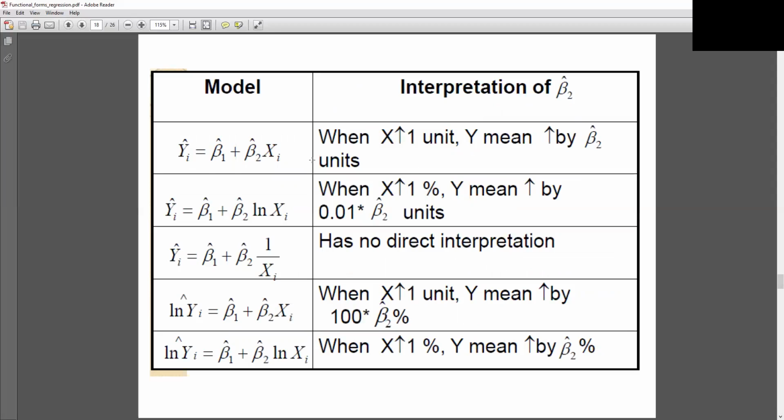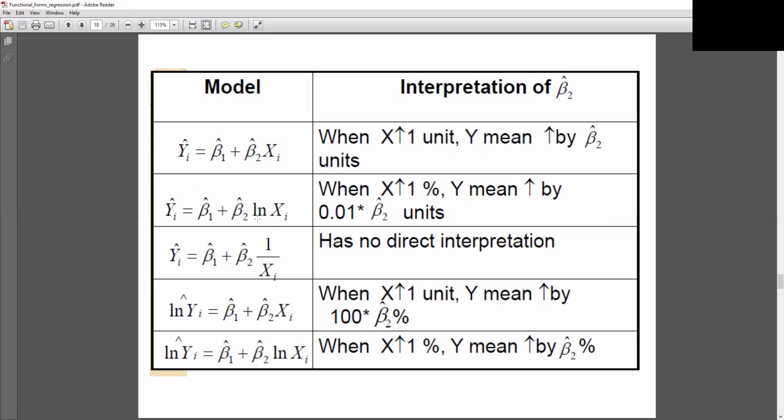In the case of a model which is linear, where we have simply yi hat is equal to beta 1 plus beta 2 xi, then when x is increased by 1 unit, y is increased by beta 2 hat units. So whatever be the value of the beta 2 hat slope coefficient, this is your intercept, this is your slope. If it is 0.4, if x is increasing by 1, then y increases by 0.4 units. If y is, for example, rupees per month, then if x is increasing by 1 unit, y increases by 0.4 rupees per month, right?